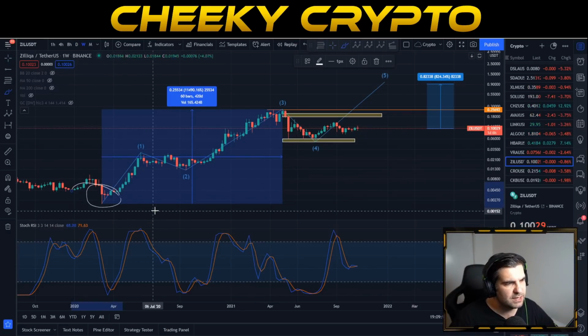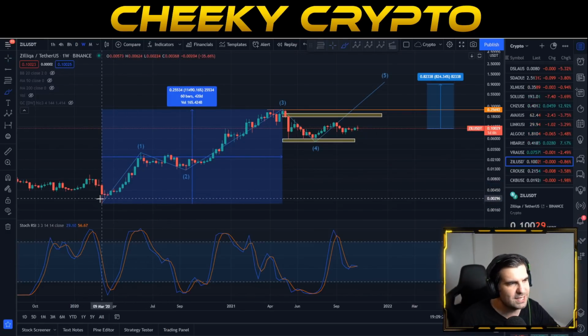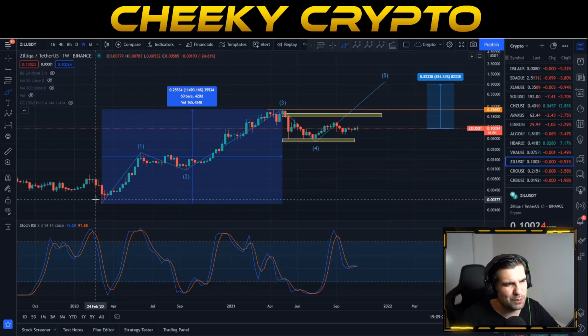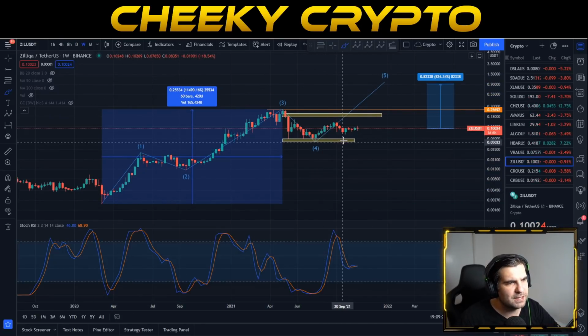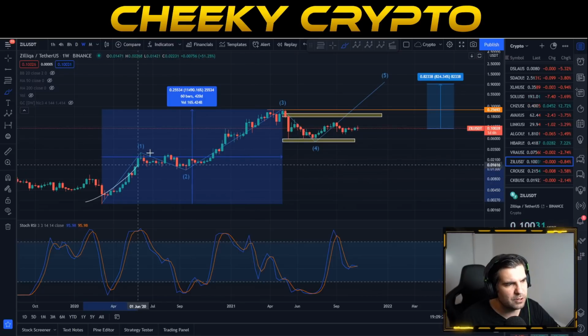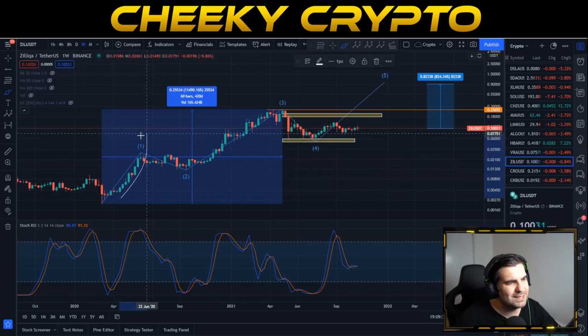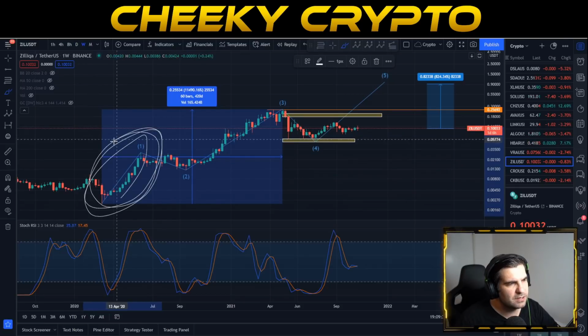Obviously the bull run really started back in March of 2020. Basically what we can see, the bull run is being made up of 5 impulsive waves, okay? And on here for Zilliqa, we can see that's exactly what's been going on. A very steep start though, basically lots of speculation over Zilliqa to start with.